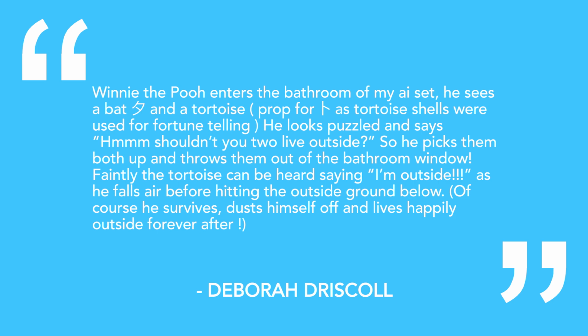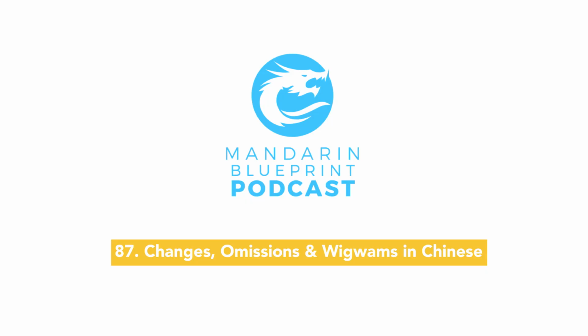He looks puzzled and says, shouldn't you two live outside? And I like that. Winnie the Pooh saying that to a tortoise and a bat. So he picks them both up and throws them out of the bathroom window. Faintly, the tortoise can be heard saying, I'm outside, as he falls before hitting the outside ground below. Of course he survives, dusts himself off, and lives happily ever outside forever after. I like that Deborah added that because, of course, these scenes don't have to be all that violent.